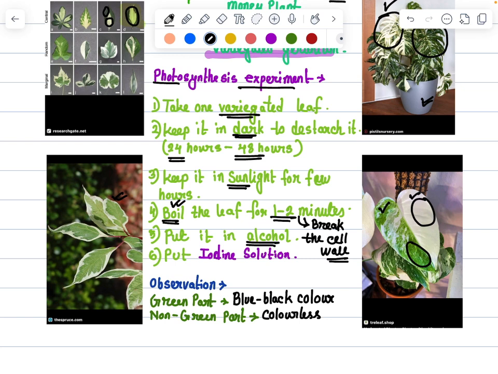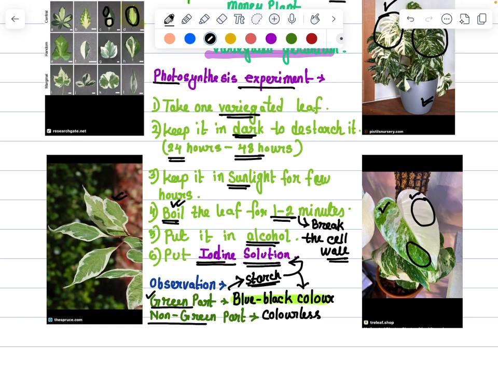Whenever we do this, what will happen? The leaf will be discolored. And then what will we do? We will add some iodine solution. Then we will observe that the green part of the plant will turn blue black. Why will it turn? Because in the green part only the starch production has happened. The starch is there, and whenever starch reacts with the iodine solution, it gives this bluish black color.